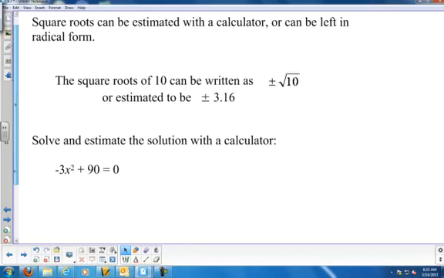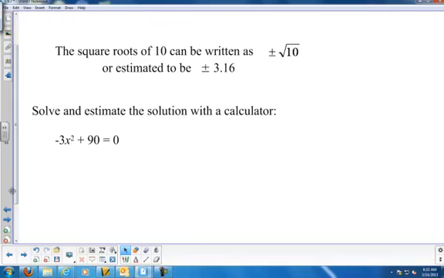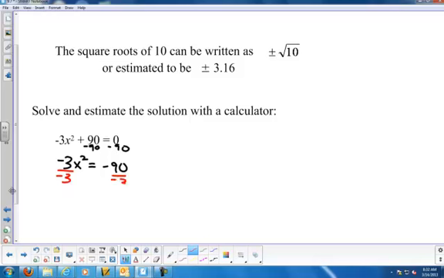All right, since these aren't going to be perfect square roots, we'll estimate them with a calculator. If you can take the square root, though, you should do that. So we will subtract 90 from both sides. You might be thinking this is no solution, but what you need to realize is when you divide by negative 3, you get a positive.